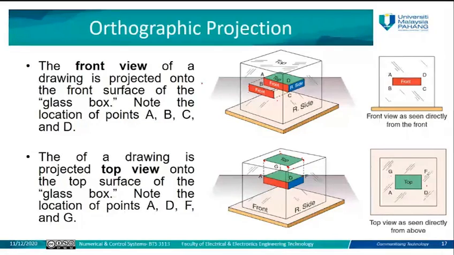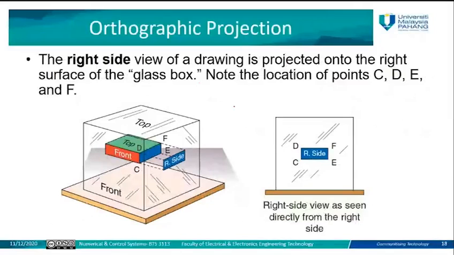Same for the side view, or the right side. Usually they consider the right side the most common one. When you look from the front, the back will be almost the same. If there are some differences, they can be represented using hidden lines. For the right side, the blue rectangle here will be projected onto the right side of the glass box. When you represent it, this is F, this is E, this is D, this is C. So this is D, C, F, E. This is the right side view of this product.